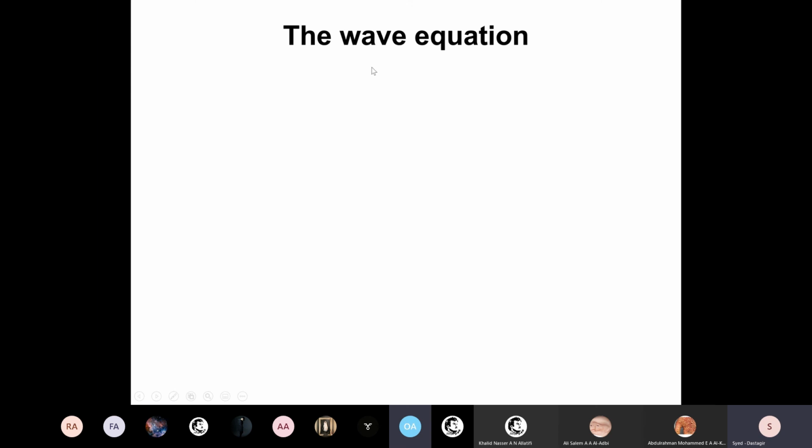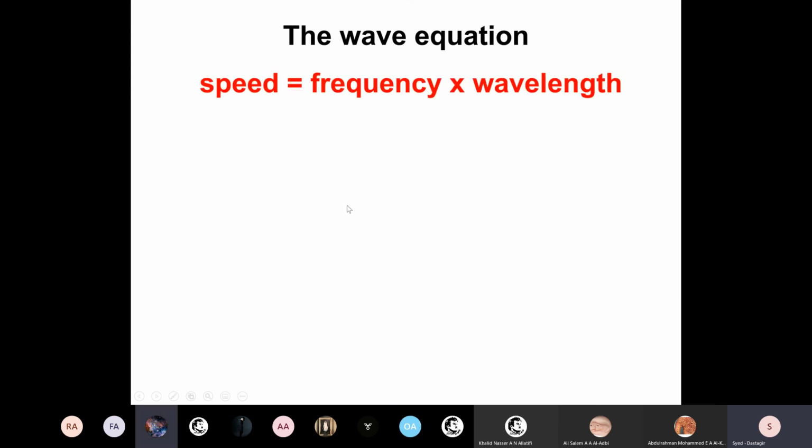Right. The wave equation. A new equation for you guys. We want to know the speed of a wave. What do we do? We do frequency times wavelength. V equals F times lambda. Remember this one? Greek symbol lambda.